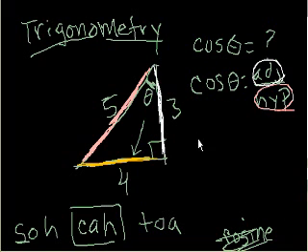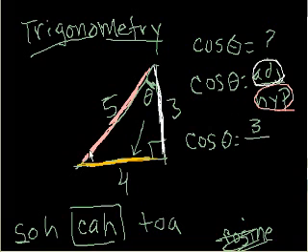So we're ready to figure out what cosine of theta equals. Let me write it in. Yeah, there you go. Cosine of theta is equal to the adjacent side, that's 3, over the hypotenuse, which is this pink side, 5. Pretty straightforward, isn't it?